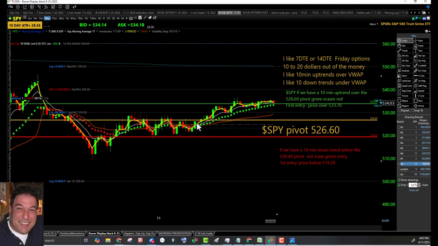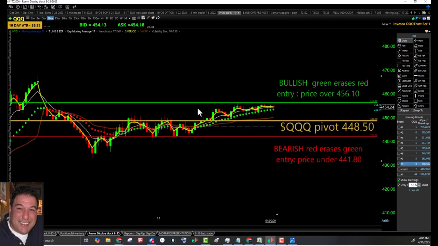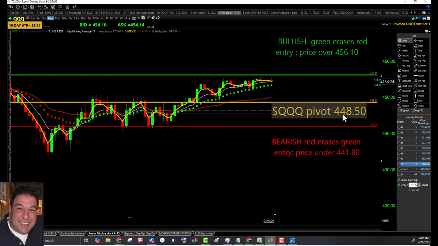So you can see price action, 10-minute uptrend over VWAP. All right, it consolidated bullishly right there, so I liked it. Traded the uptrend up over VWAP. All right, back to QQQ. All right, QQQ pivot for 48.50. Above it, I'm a bull. Below it, I'm a bear. All right. You can see you got a 10-minute uptrend over VWAP. Another playable event you could have done at the same time you were trading SPY to the upside.